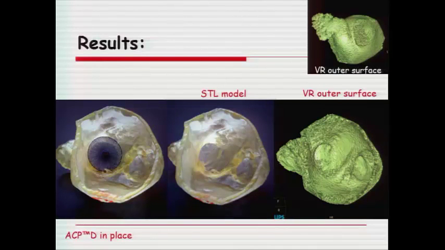So again, an outer surface volume rendering with the left superior pulmonary vein and the left atrial appendage. And as we look from the inside part of this hollowed model, we can see the left superior pulmonary vein orifice and the orifice of the left atrial appendage. Again, with the printed model, the orifice of the left superior pulmonary vein and the orifice of the left atrial appendage with an Amplatzer device in place.